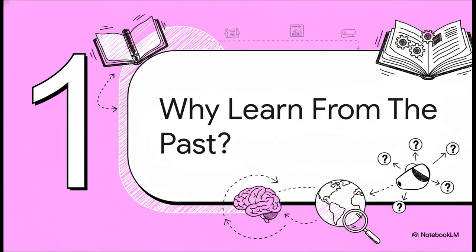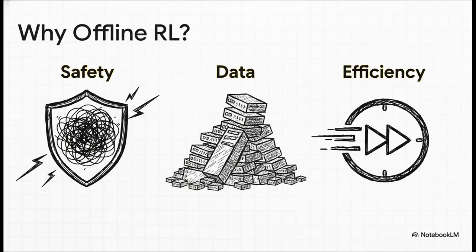But you might be thinking, why would we want to do that? Why tie our agents' hands? Why learn from a fixed textbook when you could just go explore the world? Well, as it turns out, there are some really good reasons. The biggest one, safety. It's absolutely critical. You just can't have a surgical robot or a self-driving car learning on the job when a single mistake could be catastrophic. And second, we are literally swimming in data.